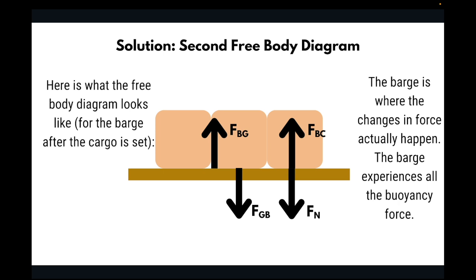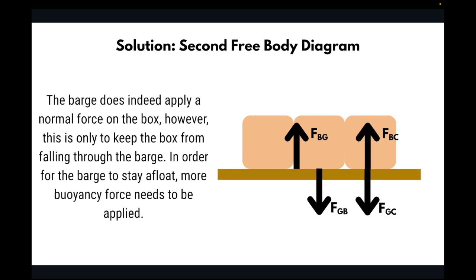Okay, and then we just have the normal force that the cargo applies on the barge, and that's what cancels out with the buoyancy force of the cargo, right? So yeah, the barge is where the changes in the force actually happen, and the barge experiences all the buoyancy force. Yeah, so the barge does indeed apply a large amount of normal force on the box, right? But this is only to keep the box from falling through the barge. In order for the barge to stay afloat, more buoyancy force needs to be applied, right? And that's what we just talked about. The F sub BC is the buoyancy force that gets added because the barge sinks further down into the water.